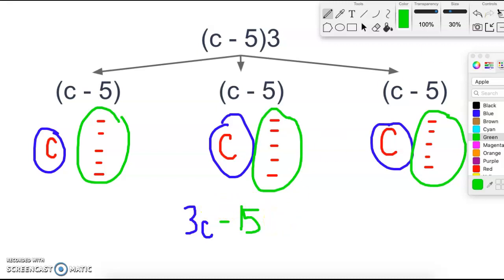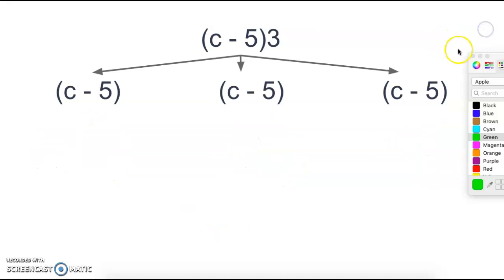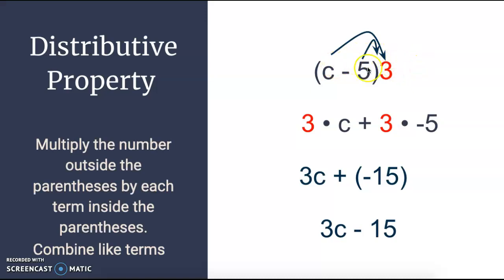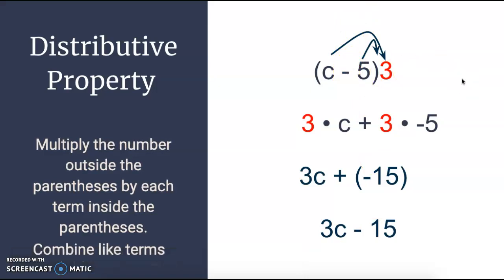All right? Or again, we can use that shortcut of the distributive property. So to look at that one again, to distribute, we take the number that's on the outside of the parentheses and multiply it by everything inside the parentheses. Follow the arrows. So 3 times C is 3C, and 3 times negative 5 is negative 15, or you can just think of it as 3 times 5 is 15, and we are subtracting, so it's minus 15. Pay really close attention to the sign that's in the middle of the two terms, because that's going to be important in your answer.